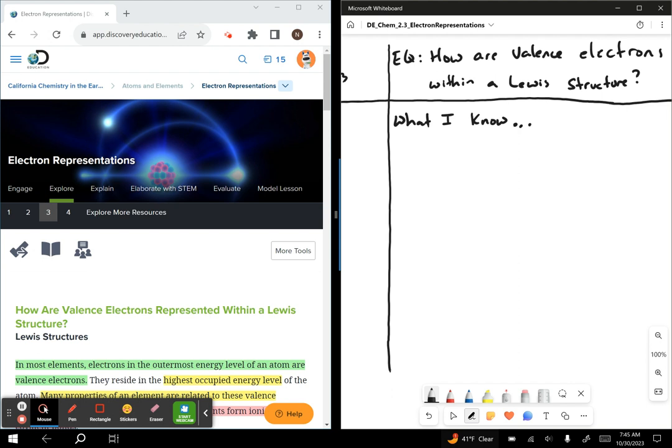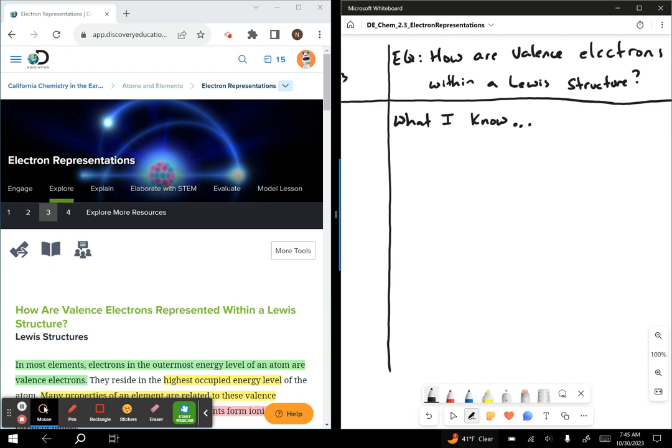All right. Hopefully by the end of this set of notes, when we write our summary paragraph, you'll be able to write a little bit more about Lewis dot structures. But in effect, you should have said that it was a shorthand method for representing the number of electrons in the valence shell of an atom. That's kind of it in a gist.